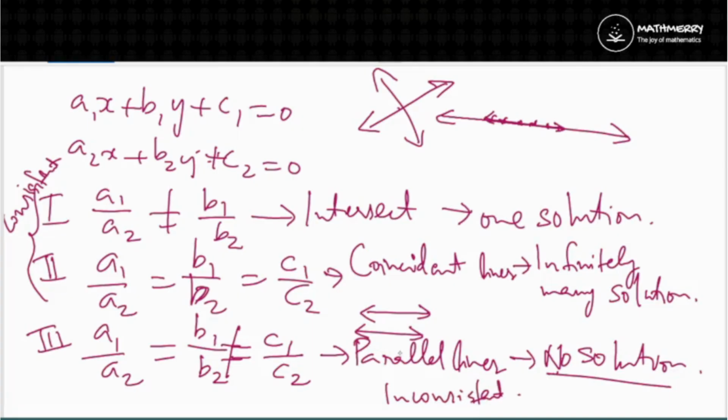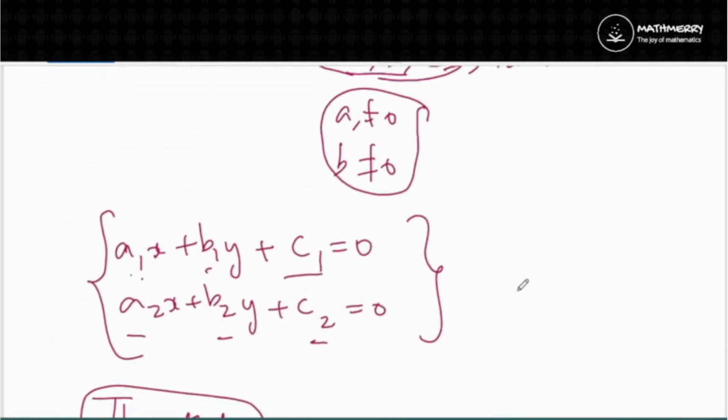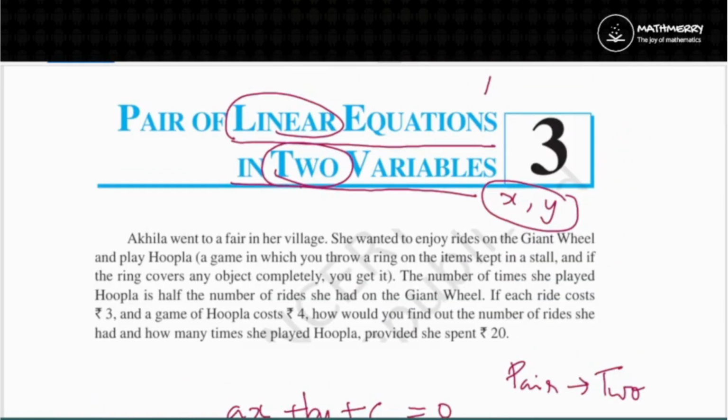Now which one is our dependent case? Coincident lines is our dependent case. Okay, so these are the three cases we have. Now moving to our next part, one example is given here.